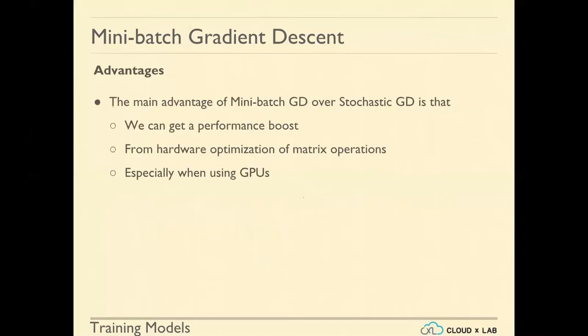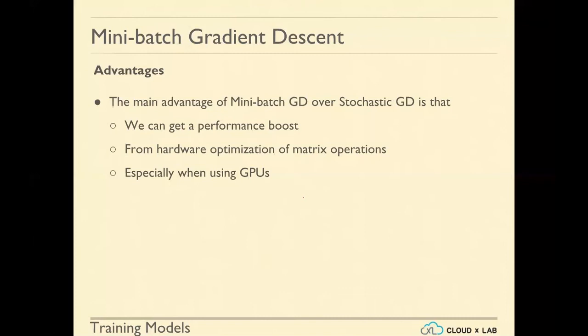Okay, the rest of the mechanism is exactly like batch gradient descent, because mini batch is a batch, right? So the main advantage of mini batch over stochastic gradient descent is that we can get a performance boost from hardware optimization for matrix operations, specifically when you're using GPUs. Mini batch basically gives you the ability to get the best of both worlds.